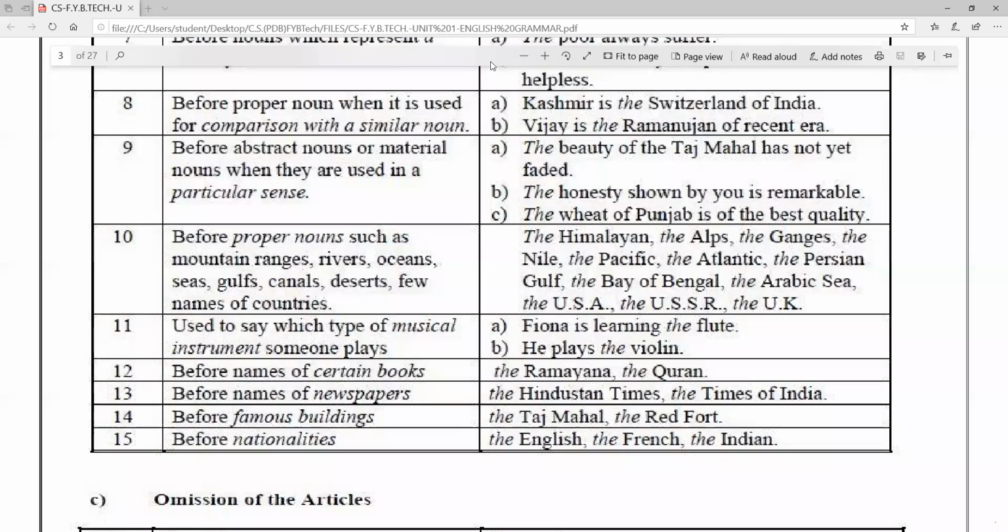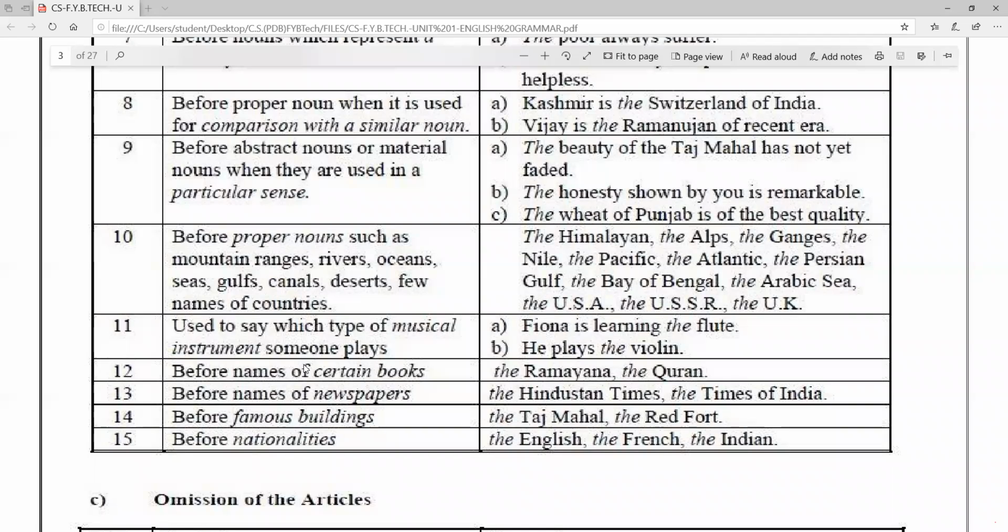Then 13 is before names of newspapers, वर्तमानपत्रांच्या नावाच्या आधी. For example, the Hindustan Times, the Times of India, the Economic Times, the Indian Express, the Hindu. So before names of newspapers we use article the. Or the magazines also, like the Guardian. Then there are different magazines also.